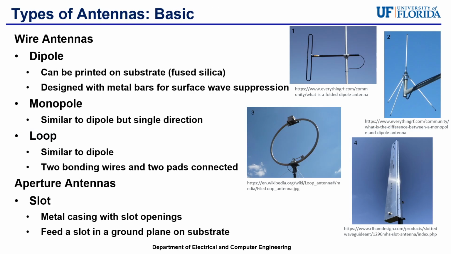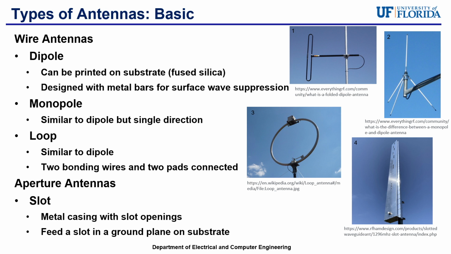Moving on to different types of antennas, which are sorted by their application classifications. With basic antennas, they are typically sorted into wire antennas and aperture antennas. For wire antennas, the first antenna is the dipole antenna, as shown by figure number 1.